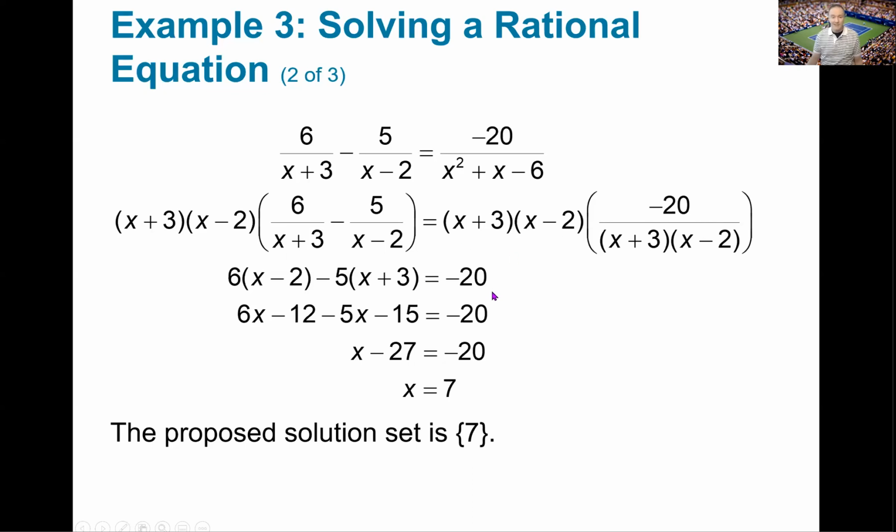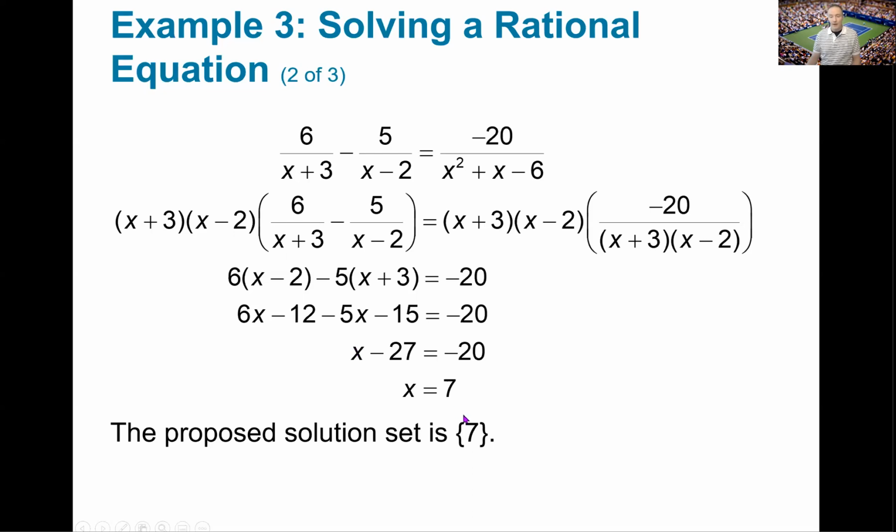Now I have a pretty nice linear equation, which I can see if I distribute on the left-hand side. I'll have 6x minus 12, and then minus 5x minus 15. Once I collect like terms on the left-hand side, 6x minus 5x is just x. -12 minus 15 is -27. So now I have x minus 27 is -20. Well, I'll add 27 to both sides to solve for x. X is going to equal -20 plus 27. When I do that, I get x equals 7.